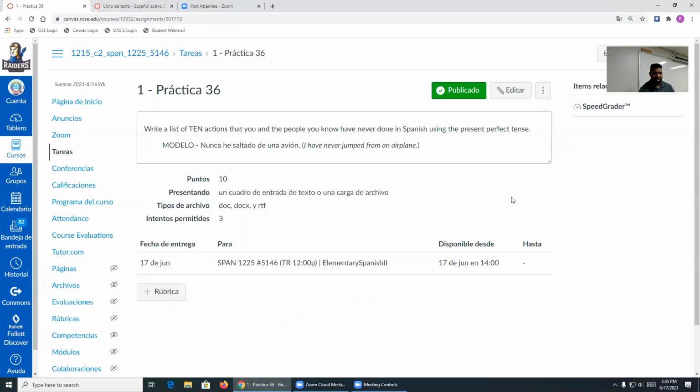So let's look at 36. Escribe una lista de 10 acciones que tú y la gente que conoces nunca han hecho. En español. Usa el presente perfecto. So you're going to use the present perfect tense. So things that you have done, never done, or someone else in your life has never done. Una lista de 10 acciones. So here's an example. Nunca he saltado de un avión.